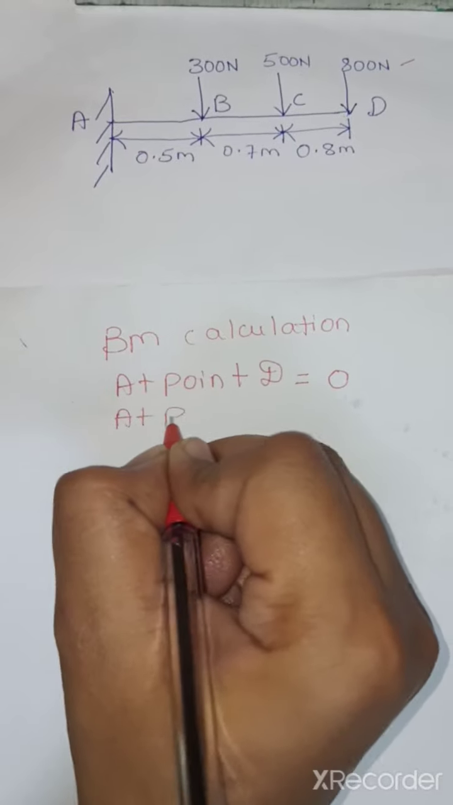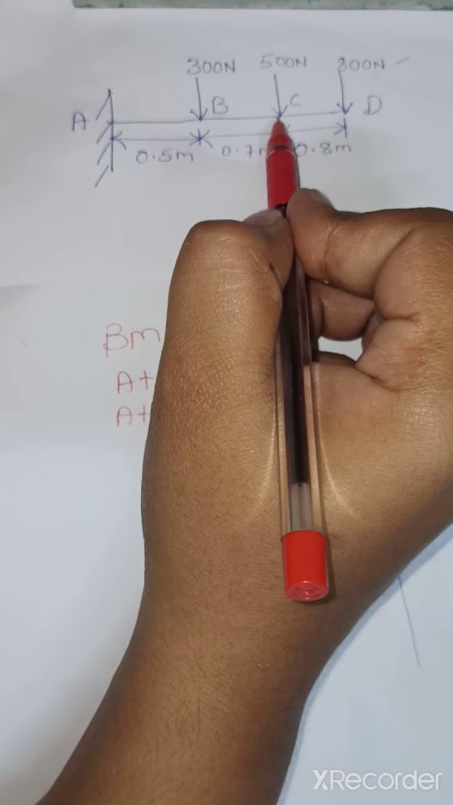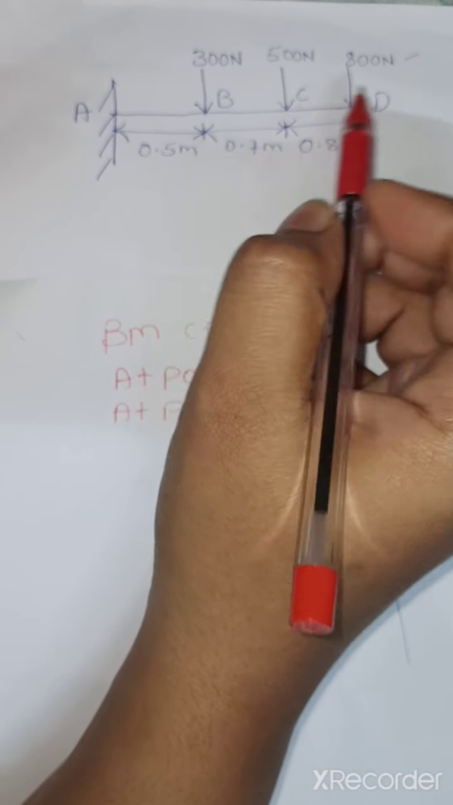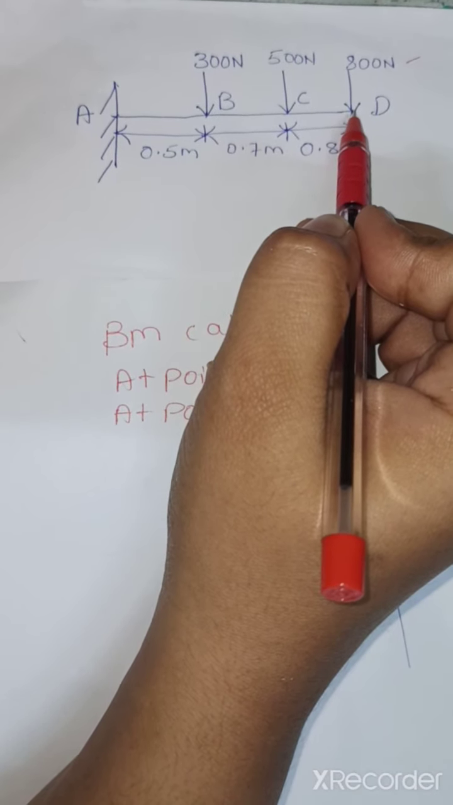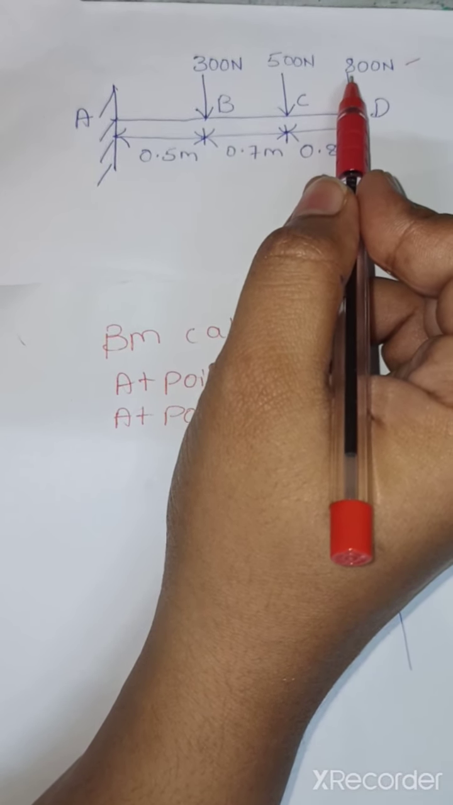Next, at point C, exactly at point C we have only one point prior to point C, that is point D. At D we have 800 Newton.